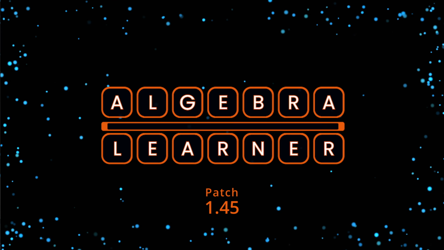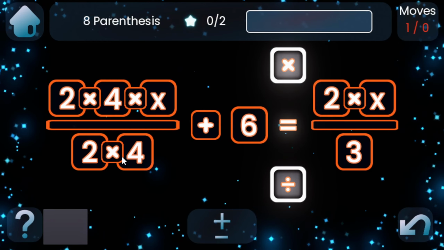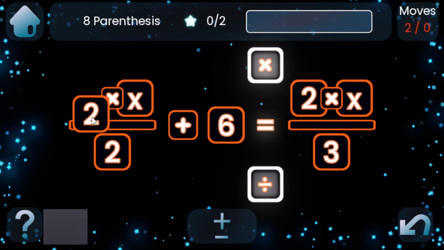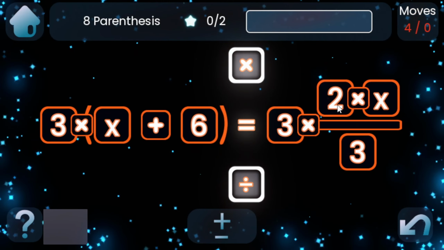Hello everyone! I'm super happy to announce in patch 1.45 that we have some actual animations in this game. Now, there are already some animations, like when you cancel a fraction, you see the little explosion, and when you multiply or divide each side of an equation, you see these cool lines coming up.